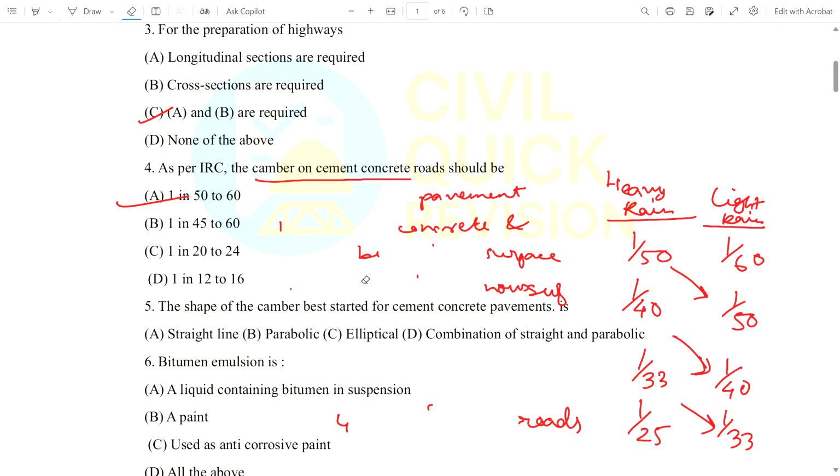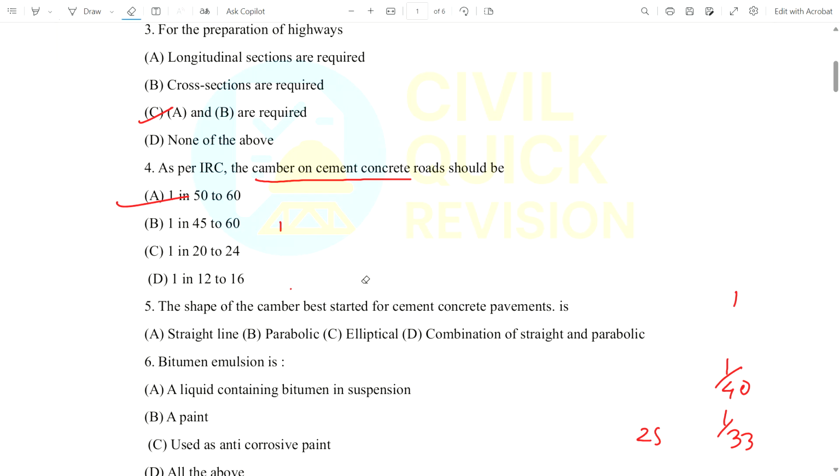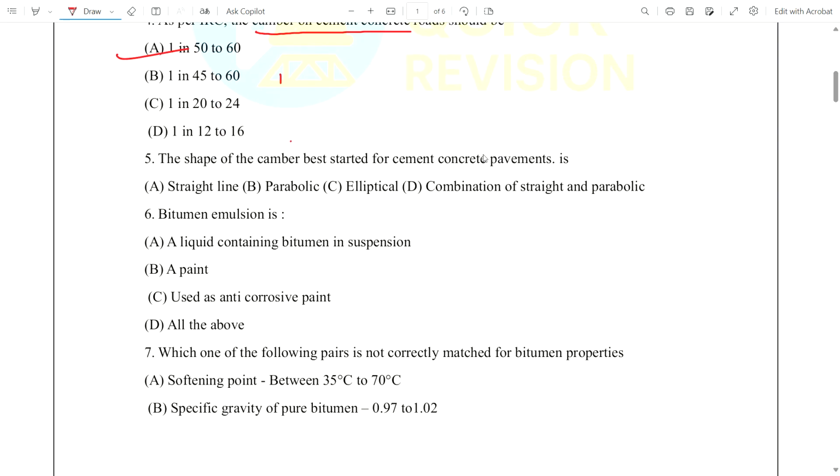Now in question number 5, they are asking: the shape of the camber best suited for cement concrete pavement is what? Is it a straight line, parabolic, elliptical, or a combination of straight and parabolic? You can pause the video and try to give the answer. Okay, the shape of the camber best suited for cement concrete pavement is mainly a straight line. Just remember this.